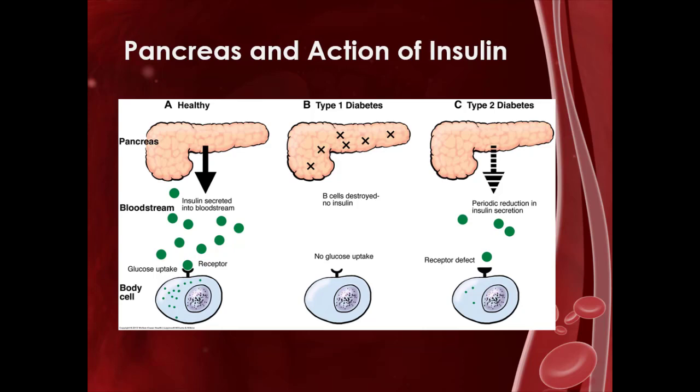In the case of a type 1 diabetic, the pancreas is no longer producing insulin. This is an autoimmune disease in which our body attacks the beta cells of the pancreas. So no insulin or very little insulin is produced. Type 1 diabetics are always insulin dependent. With type 2 diabetics, you can see that the pancreas is producing some insulin. It may be sporadic. They may have a reduction in insulin, or there may even be a receptor defect in which the body cells are able to absorb some of the glucose for energy, but not all.